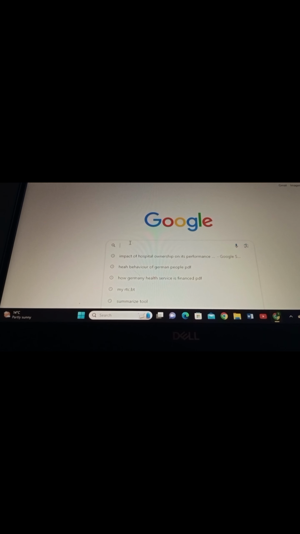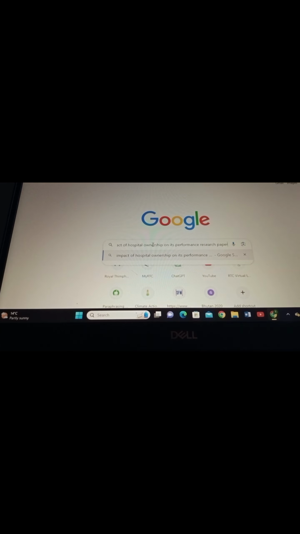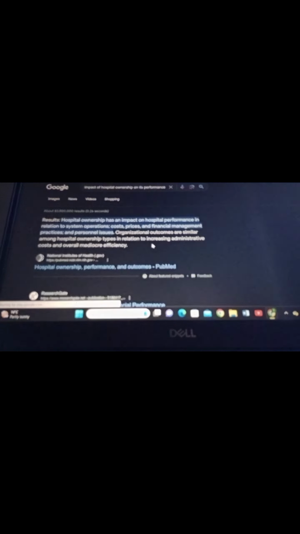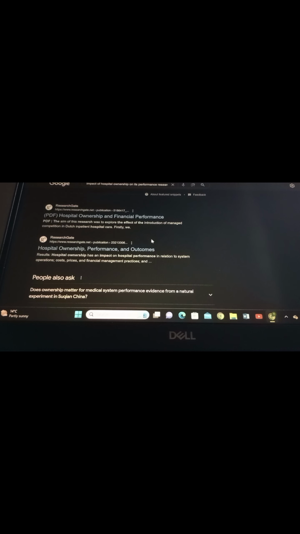To talk about how I found my relevant articles, I used some keywords like hospital ownership, health behavior, and Germany. After that, I searched with research paper or PDF at the end of my keywords. Most of them I found from ResearchGate. And to check the validity, I looked at the year of publication and the number of citations of the particular article.